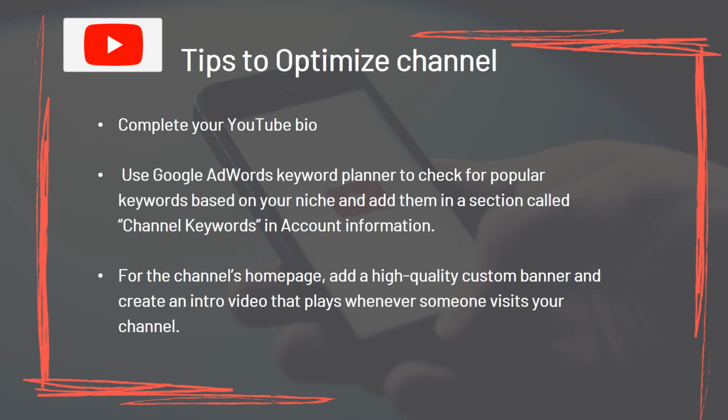Tips to optimize channel. Complete your YouTube bio. Use Google AdWords Keyword Planner to check for popular keywords based on your niche and add them in a section called Channel Keywords in Account Information. For the channel's homepage, add a high-quality custom banner and create an intro video that plays whenever someone visits your channel.